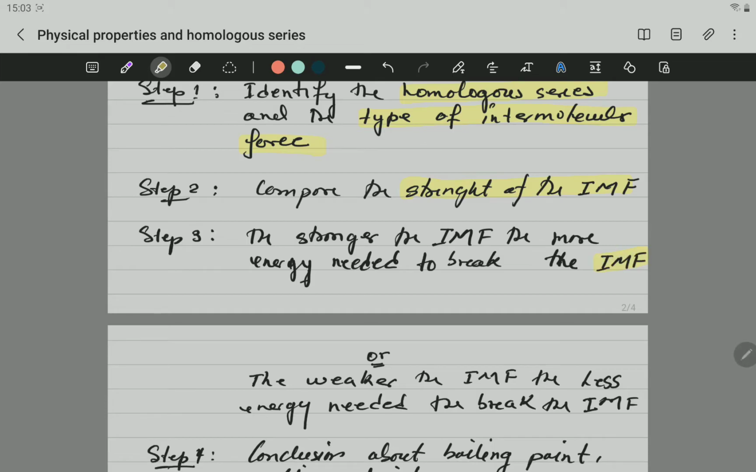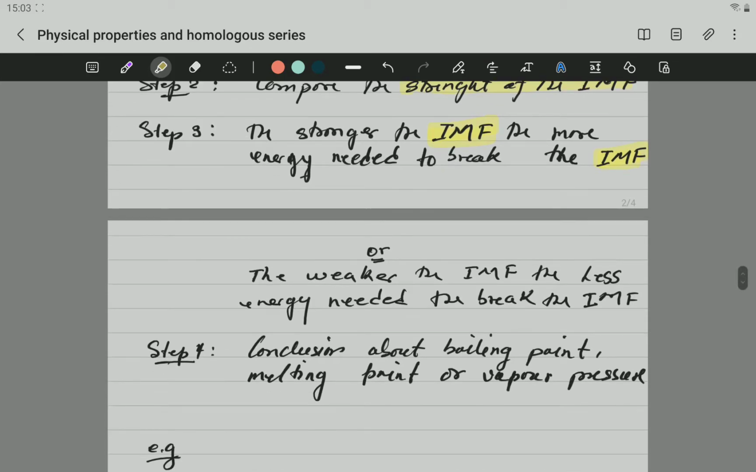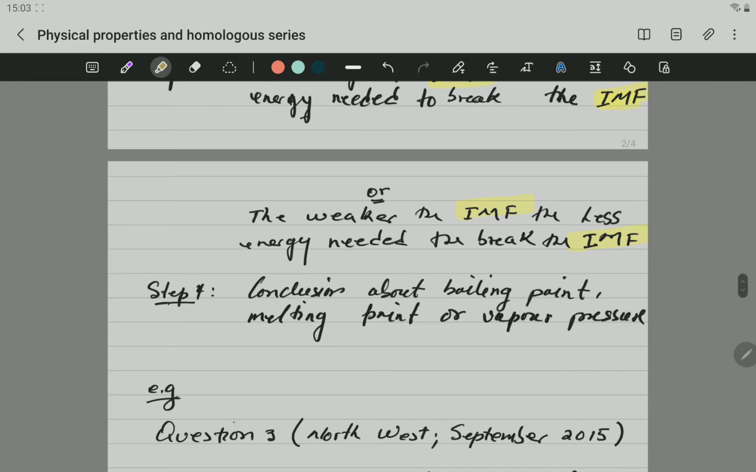And important, we have to speak about intermolecular force. We cannot mention the word bonds, and learners attempt to make a mistake and say the stronger the intermolecular force, the more energy needed to break the bonds. The moment you say to break the bonds, then you lose the marks. Or the other way around, you say the weaker the intermolecular force, the less energy is needed to break it. And finally is the conclusion about boiling point, melting point, and vapor pressure. It depends what the question is asking you about.